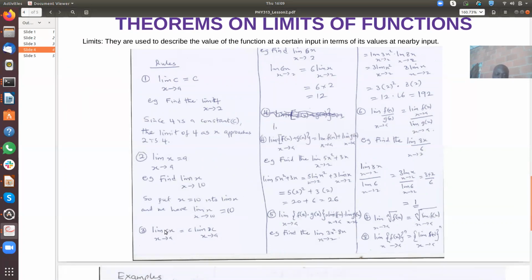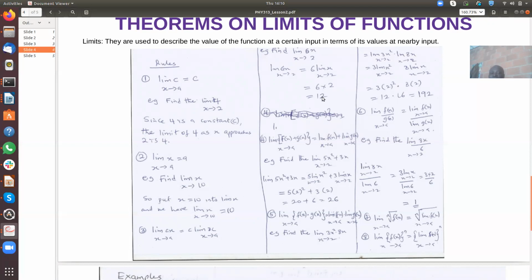This is another law, the limit of c times x. Because c is a constant, you take it out, then you now have the limit of x. So as x tends to a, whatever you get here, multiplied by the constant, will give you the limit. Take for example the limit of 6x when x tends to 2. Now, 6 here is a constant. You can put it in front, then you now have the limit of x. Where you see x, you put 2. Now, 2 multiplied by 6 will give you 12. So the limit of 6x when x tends to 2 is equal to 12.